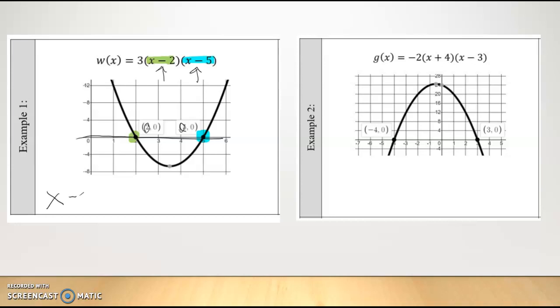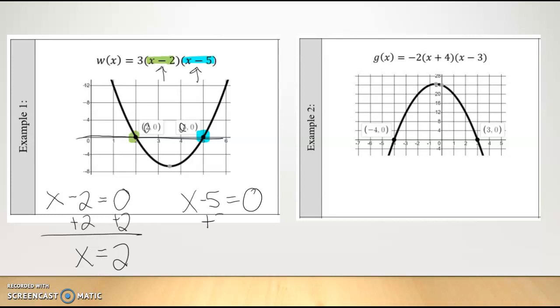What a lot of people recommend is setting those equal to 0, so that when you add the opposite, you get your positive value. Same thing here with x minus 5. I would add 5 to find my x-intercept.